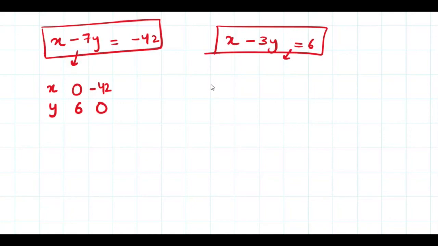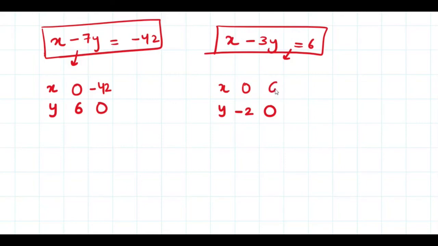Now consider the equation x minus 3y is equal to 6. So put x is equal to 0 in this above equation. It gives us negative of 3y equal to 6. By simplifying it, we can get y is equal to negative 2. And put y is equal to 0 in the same equation. This gives us x is equal to 6.